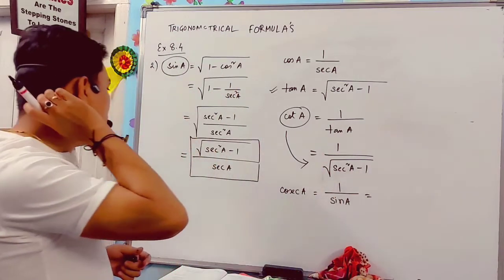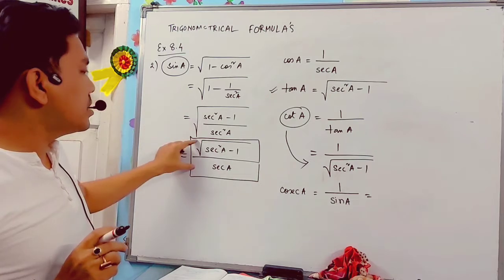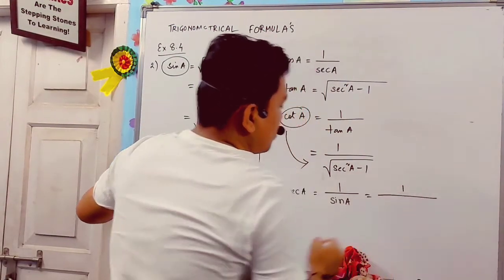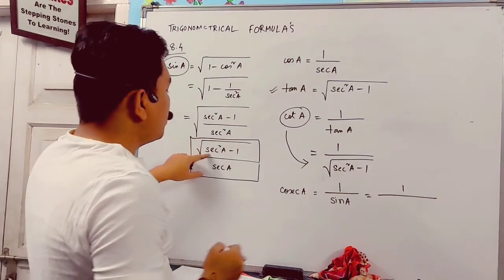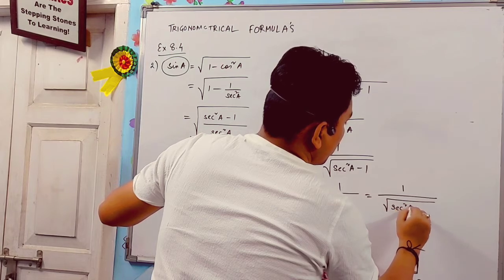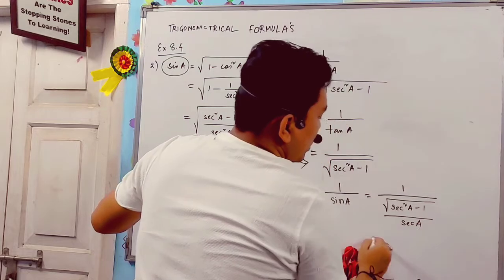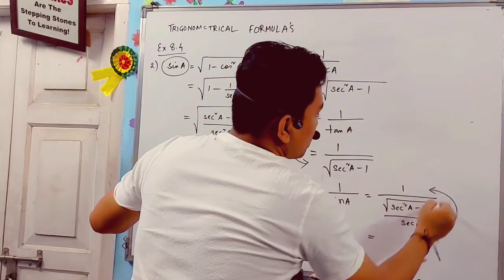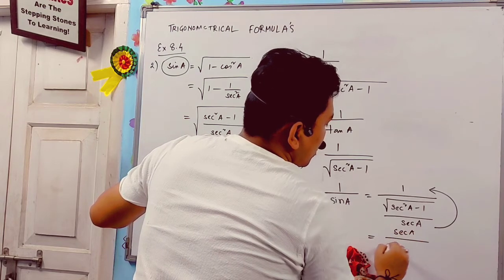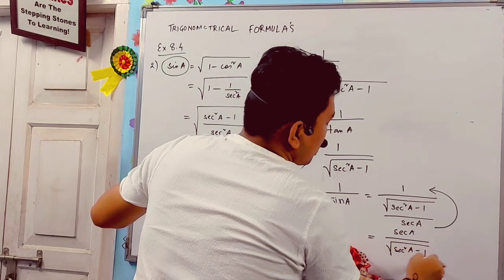Now already we have taken out sin a. Now what is sin a? Sin a is this. So in place of sin a, in the numerator 1 will be there. In place of sin a we will write square root of sec square a minus 1 divided by sec a. Now in the next step, sec will go up. It will be multiplied with 1 and it will become sec a divided by square root of sec square a minus 1.